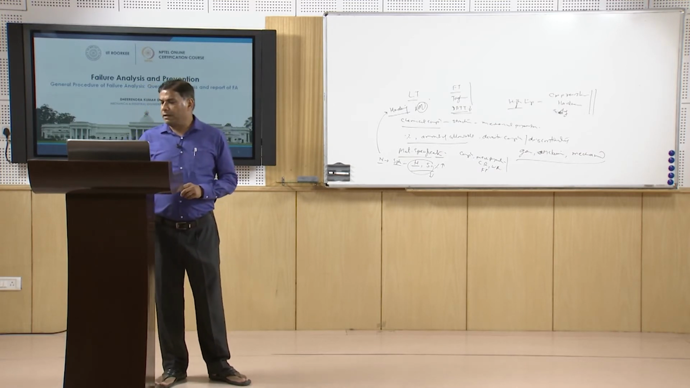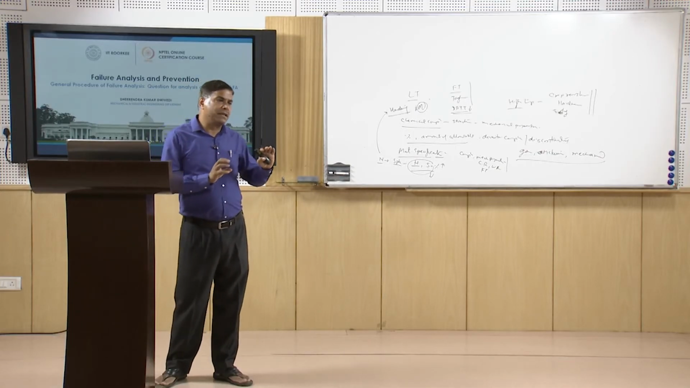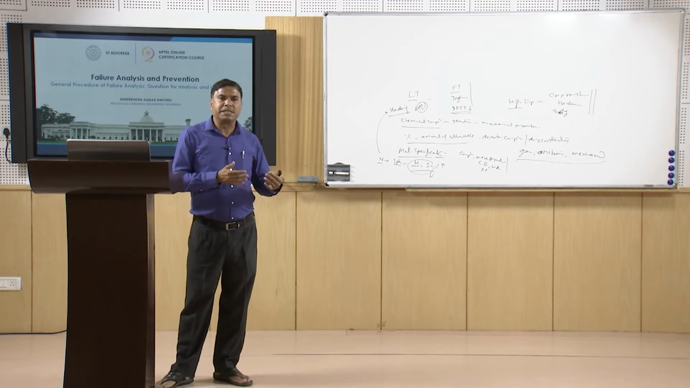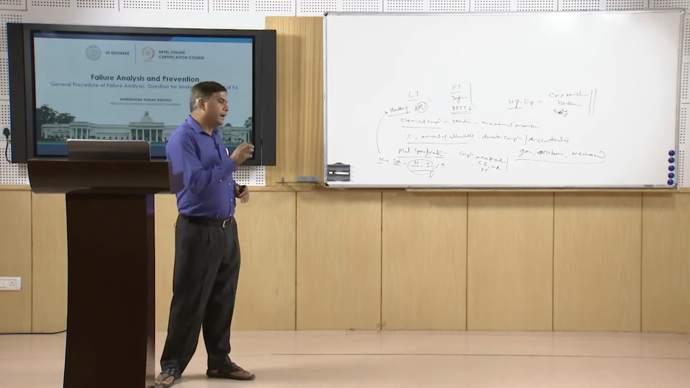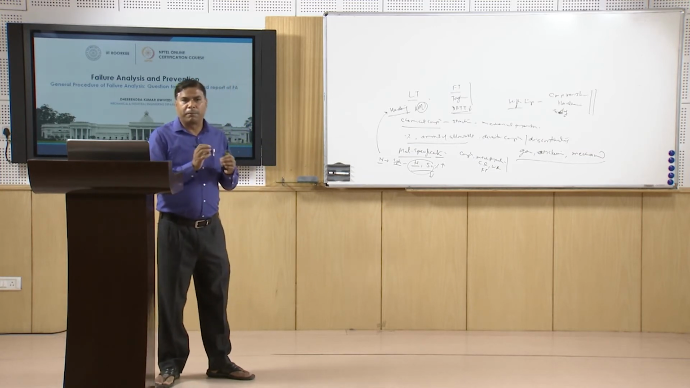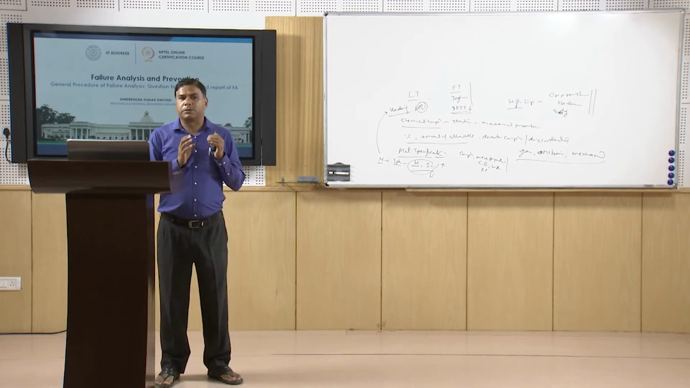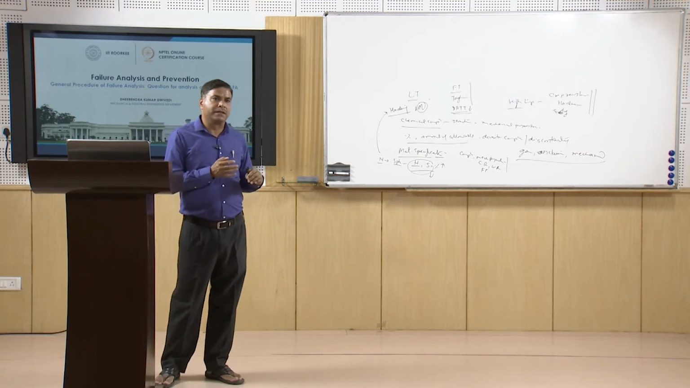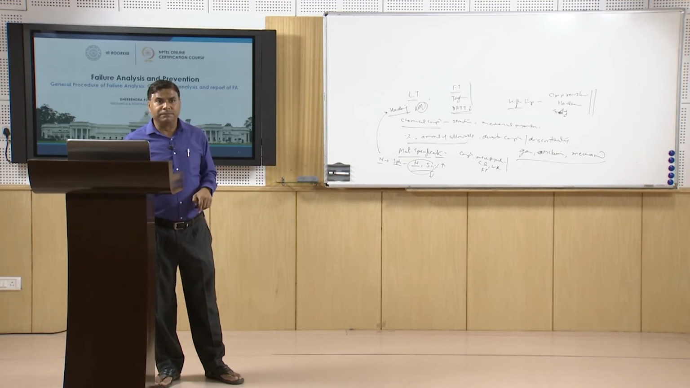Then the possibility of inappropriate or improper assembly is also identified, and for this purpose we know there is a proper assembly procedure. If the assembly is improper, then it can lead to issues related to misalignment, or to the absence of some of the components which were required for proper functioning. So, a failure also needs to be investigated with regard to the possibility of inappropriate or improper assembly.